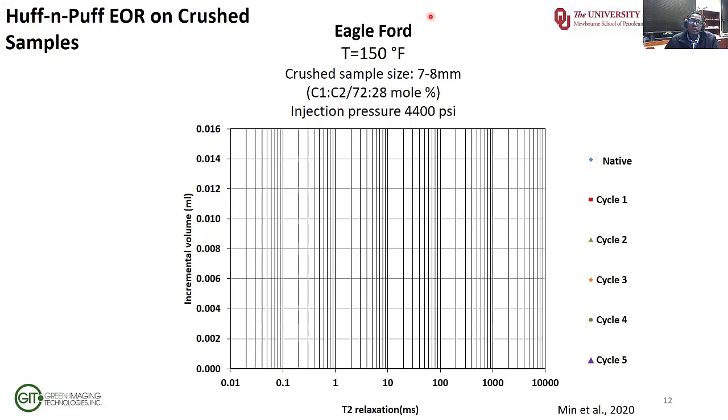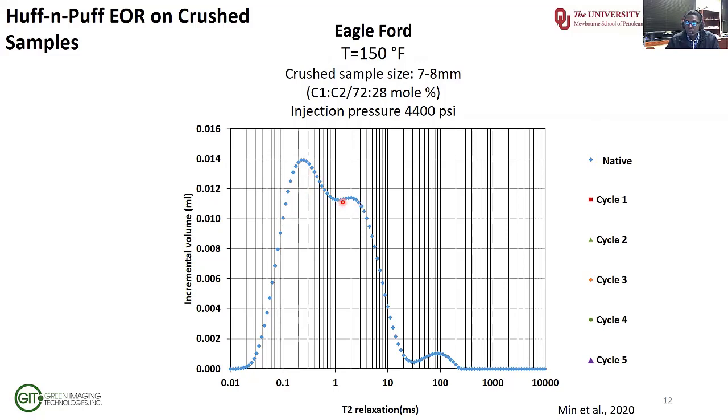So these crushed samples had a particular size of about 7 to 8 millimeter. The injection gas that we used was 72% methane, 28% ethane, and the injection pressure was 4,400 psi. This blue curve represents the native NMR spectrum because this was a preserved rock sample. And so we can see it had a bimodal distribution.